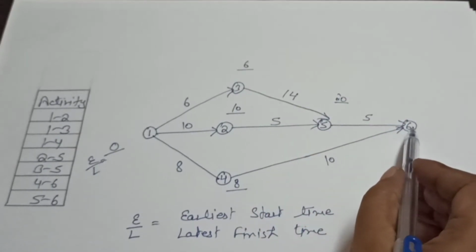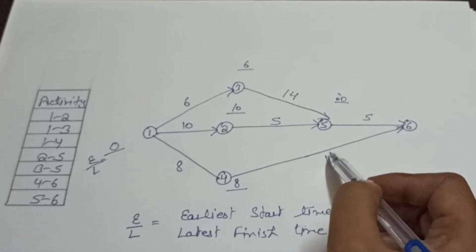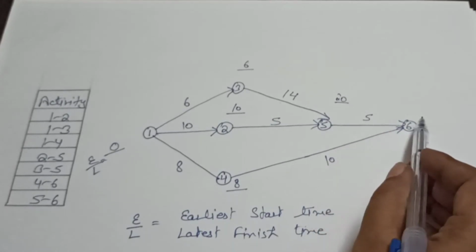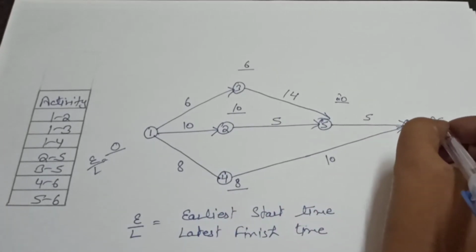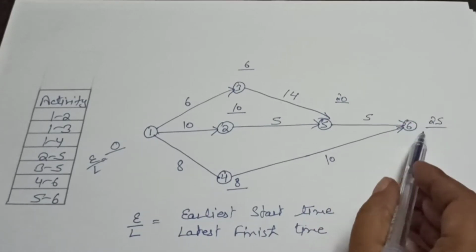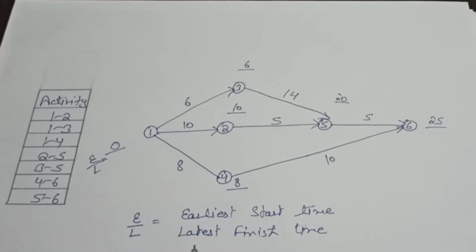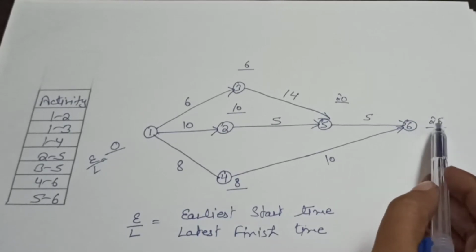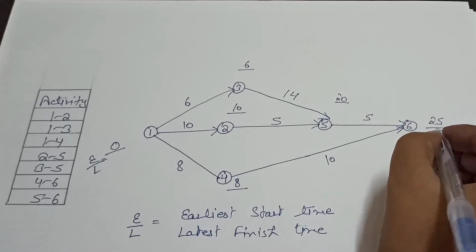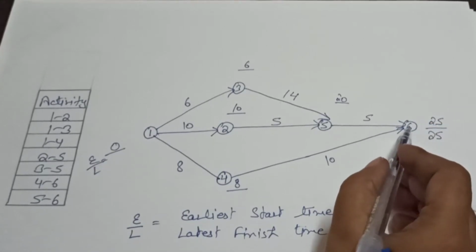Now we will calculate the E value for this ending node. Here you can see we have two activities, 5 to 6 and 4 to 6. So we will select the maximum of these activities. 20 plus 5 is equal to 25. 8 plus 10 is equal to 18. So 25 is the maximum. We will write here 25. 25 is the E value for this node. Now we will calculate L values. L values will be calculated from this ending node. The E value and L value for this ending node are always equal. So we will write here 25. 25 is the L value for this node.